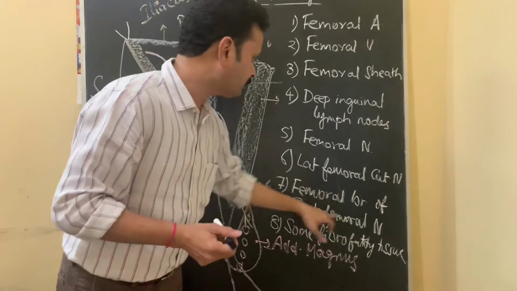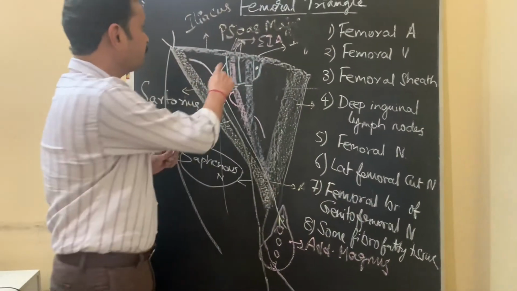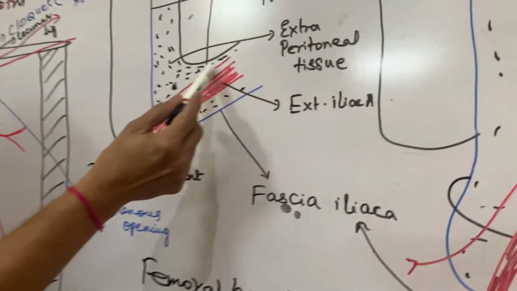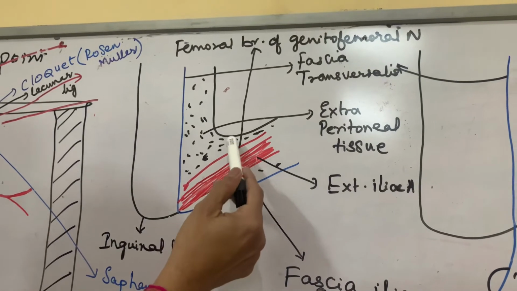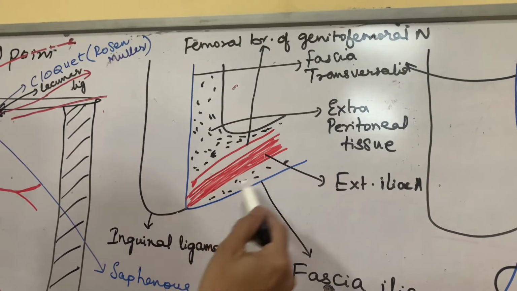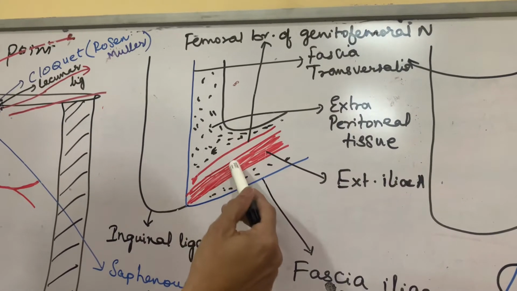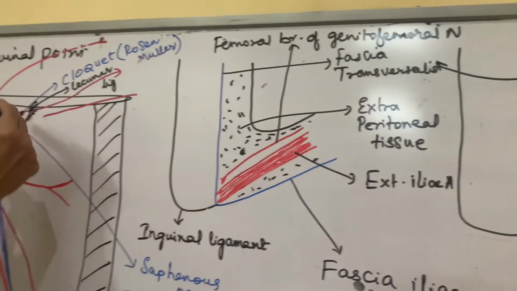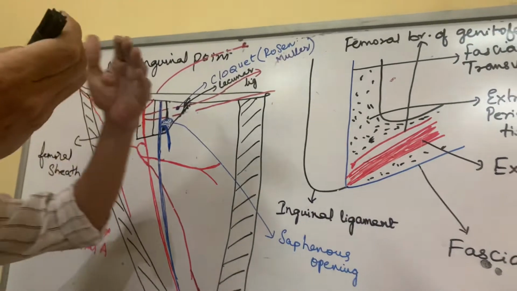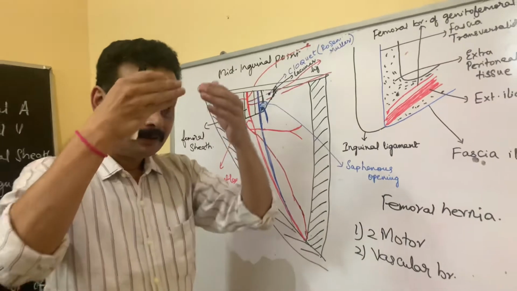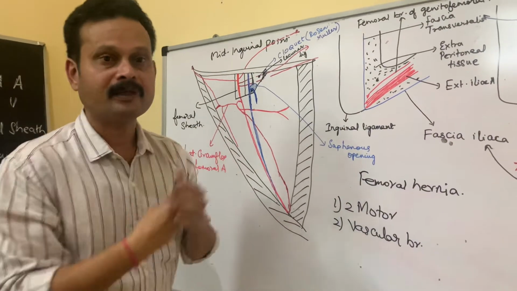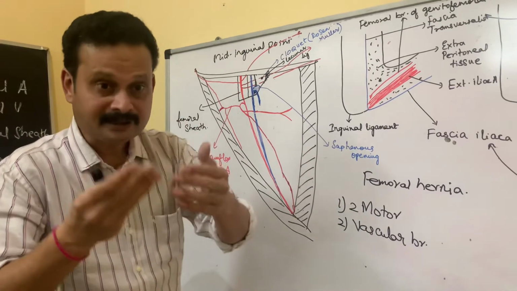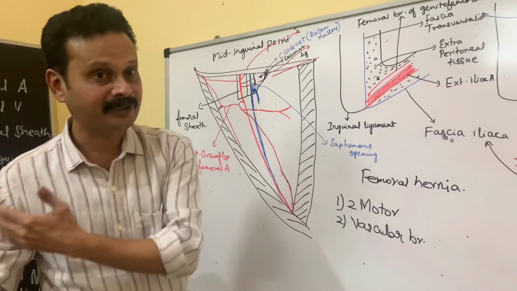Femoral branch of genitofemoral nerve. Here you are seeing the femoral branch of the genitofemoral nerve. It is arising from L1. It runs in the extraperitoneal tissue in front of the femoral artery, then enters the femoral sheath lying posterior to the femoral artery in the lateral compartment of the femoral sheath, and pierces the femoral sheath. I have said structures piercing the femoral sheath.